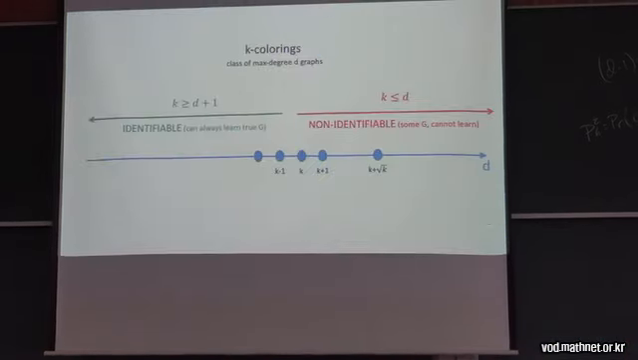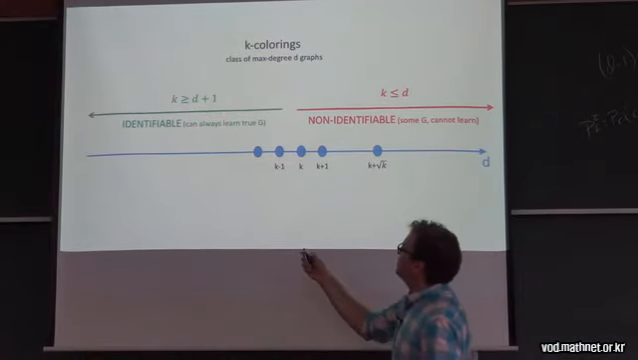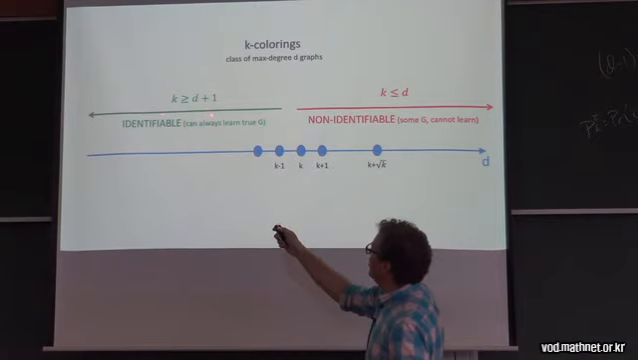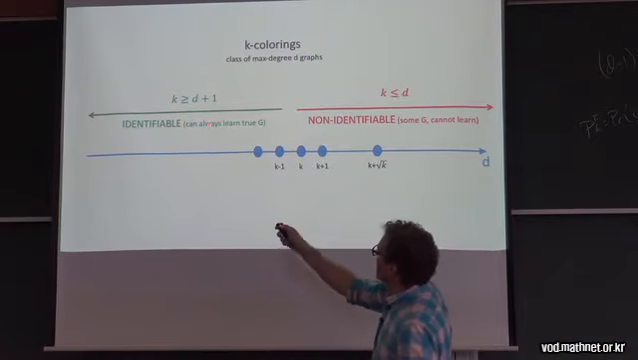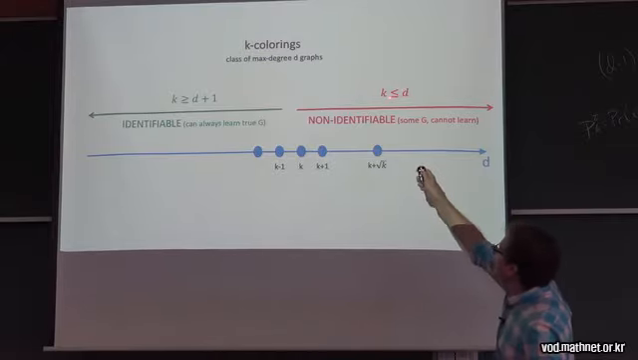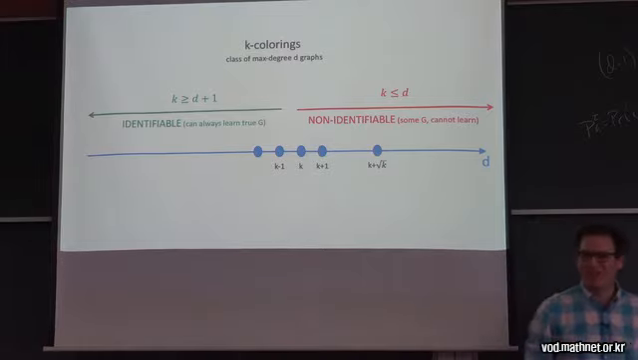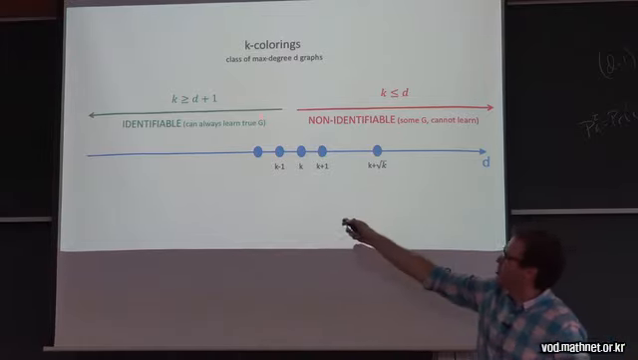So that's the first thing. What we're going to show is that when the number of colors is at least the max degree plus 1, then the graph is identifiable from the space of colorings. And when k is at most d, then it's not identifiable. Well, actually, we just did that. I just showed you the red side. I'm going to show you the green side.